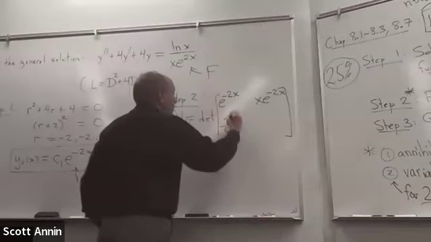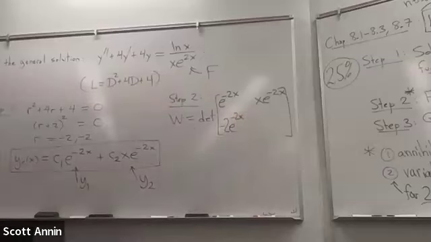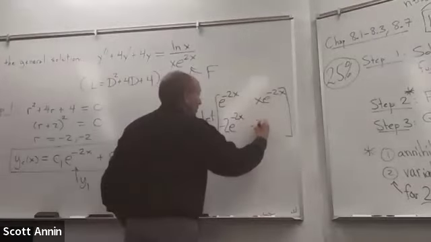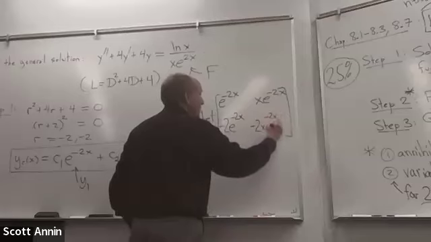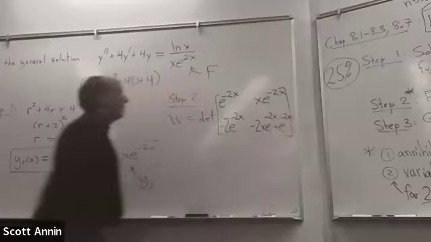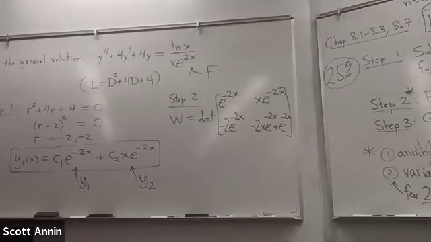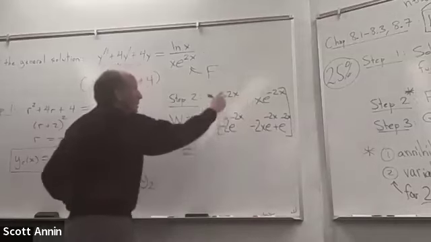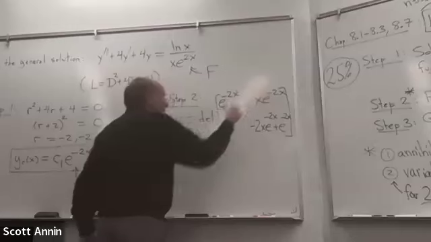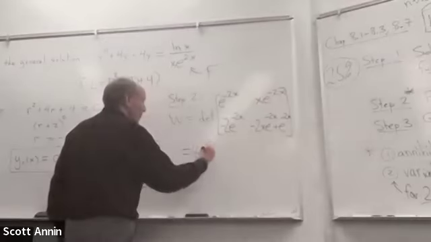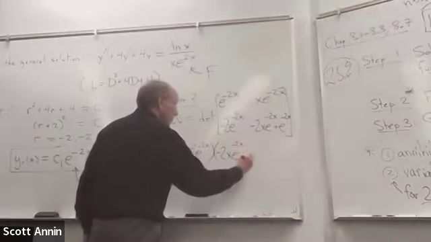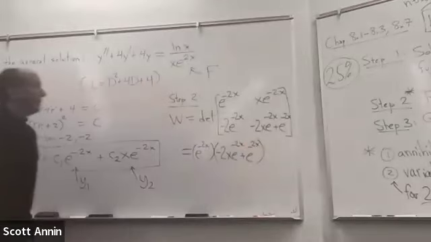So I'll pull down the -2, e to the -2x, I'm sorry. And then on the second column, I actually have to use the product rule. And the product rule is going to give me -2x e to the -2x plus e to the -2x. Just like so. It's a little 2 by 2 matrix here. And now I will use the simple formula for a 2 by 2 determinant: upper left times lower right minus upper right times lower left. So that's e to the -2x times -2x e to the -2x plus e to the -2x.